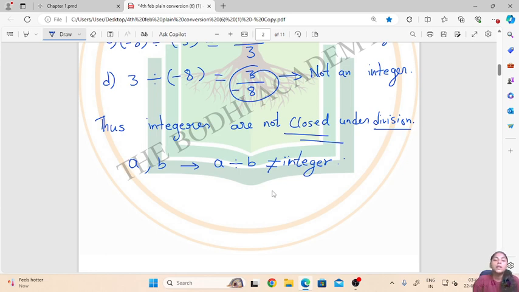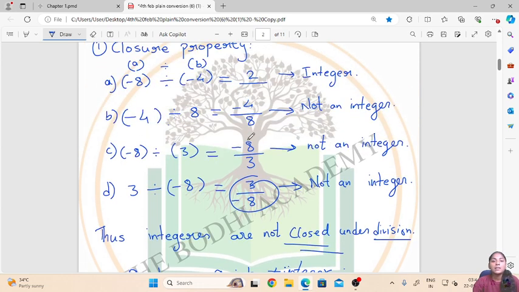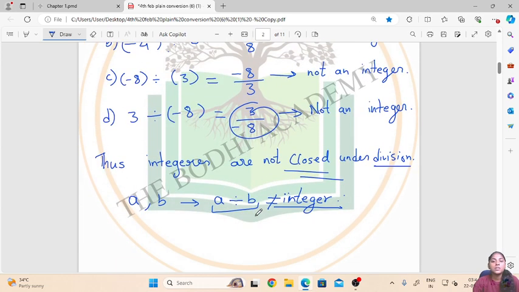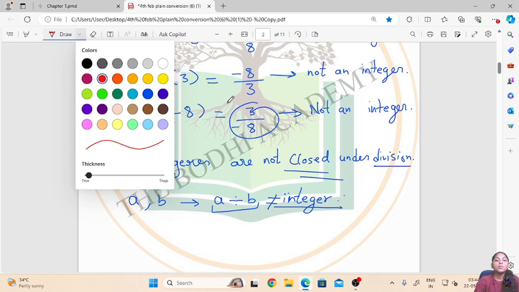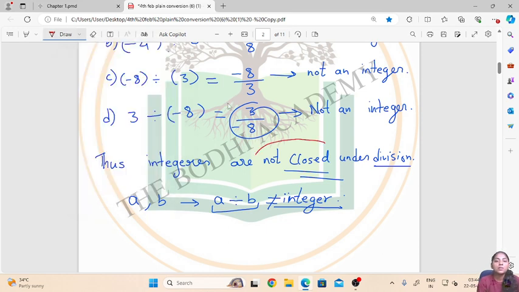It has to be an integer every time. For any integers, their division, the answer should be an integer. Only then we can say that integers are closed under division. But it is not the case, as we are getting answers which are not integers. So we say that integers are not closed under division.